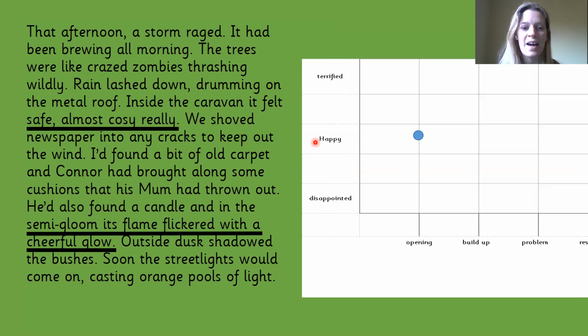Outside, dusk shadowed the bushes. Soon the streetlights would come on, casting orange pools of light.